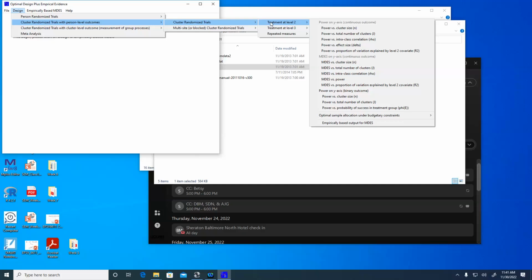So let's say power, and then that's going to be on my y-axis. This is always your y-axis over here. Now the question is, what's going to be on my x-axis? I could graph this power curve as a function of cluster size, which is the number of people per cluster, the total number of clusters, the ICC, the effect size, or the proportion of variance explained by a covariate. But let's do power versus the number of clusters, because we said that's really important. So now we're going to go power versus the total number of clusters.